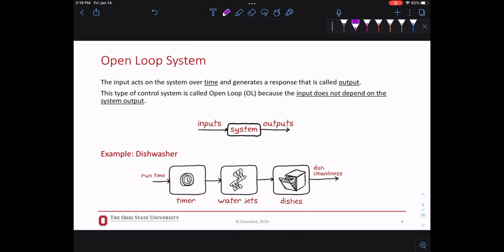Think about the dishwasher in your house. I mean, they are very smart these days. I don't know how smart they are, but mine has a bunch of buttons. So the input, I press start, and it's planned for 1 hour, and I get dishes that are supposed to be clean. Sometimes all of them are clean. Sometimes there are a couple of pieces of food that resisted being cleaned, still on the dishes, right? So this is an open loop system because I really don't care.